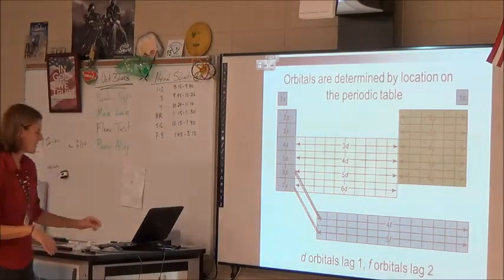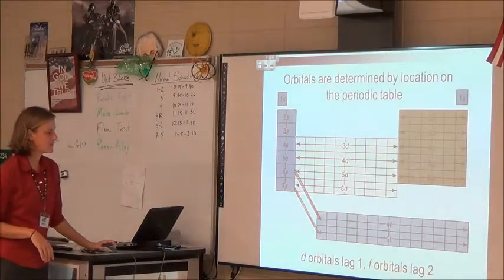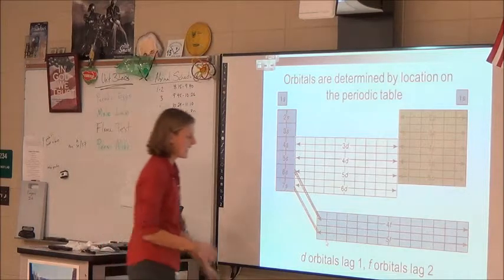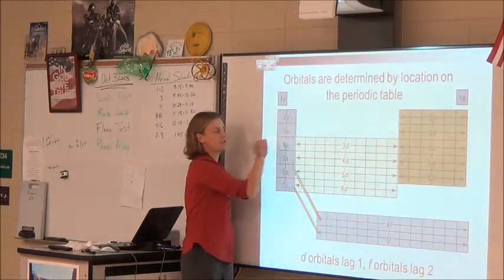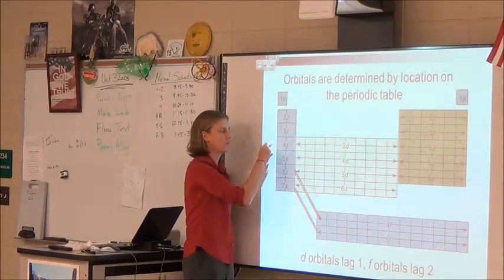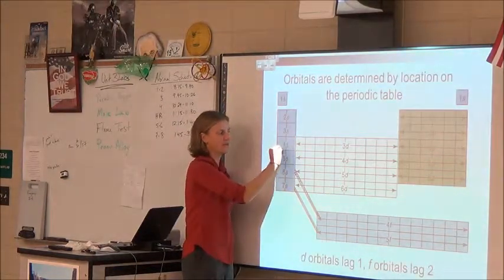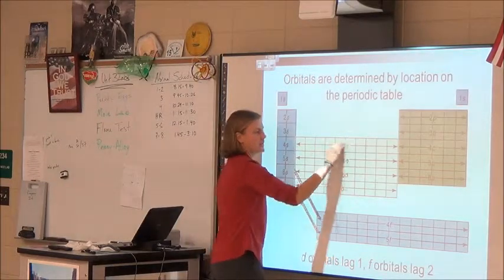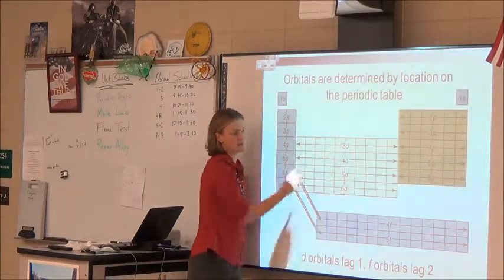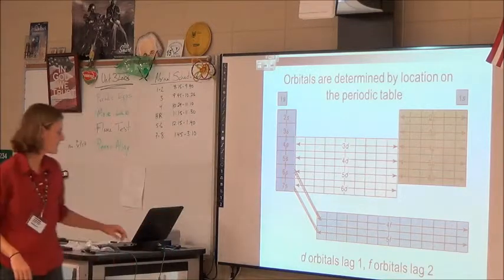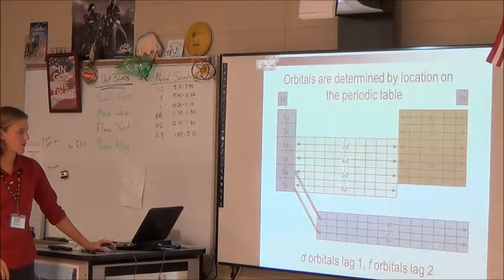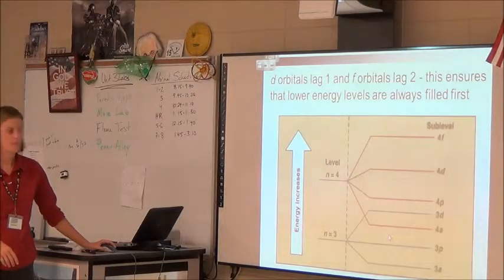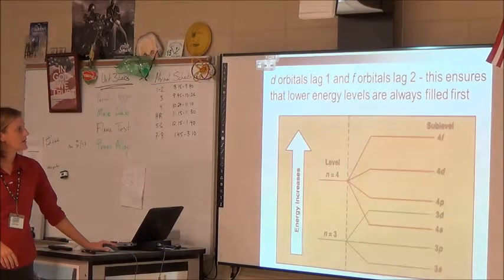Again, let me do an example. You may notice that the d orbitals lag one. What do I mean by lag one? They're actually an energy level behind. So even though this is energy level 4, and we would have some electrons in the fourth energy level, the d's are an energy level behind, so that would be the 3d. Then f's at the bottom. This is the sixth row, but we're in 4f. Okay, so d's lag 1, f's lag 2.